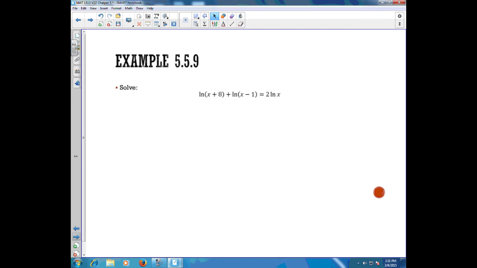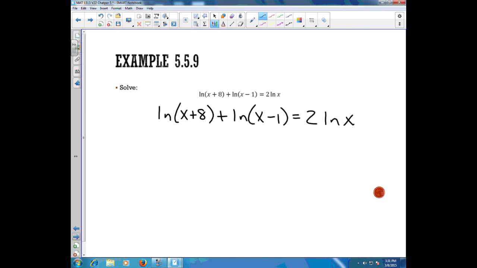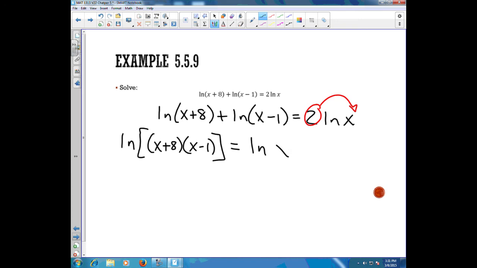So one more example. We have the natural log of x plus 8 plus the natural log of x minus 1 is equal to 2 times the natural log of x. So just like before, on the left-hand side, we want to combine using the product rule. So we're going to get the natural log of x plus 8 times x minus 1. On the right-hand side, we just want to simplify using the power rule, right? So the constant in front is just going to become a power. And so on the right-hand side, we get the natural log of x squared.